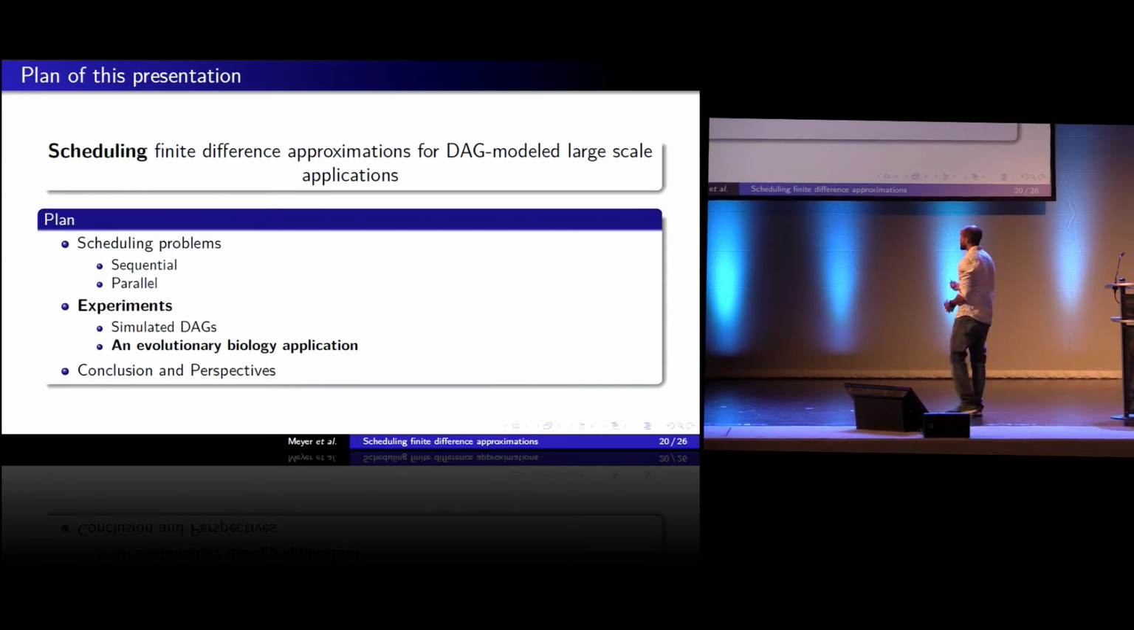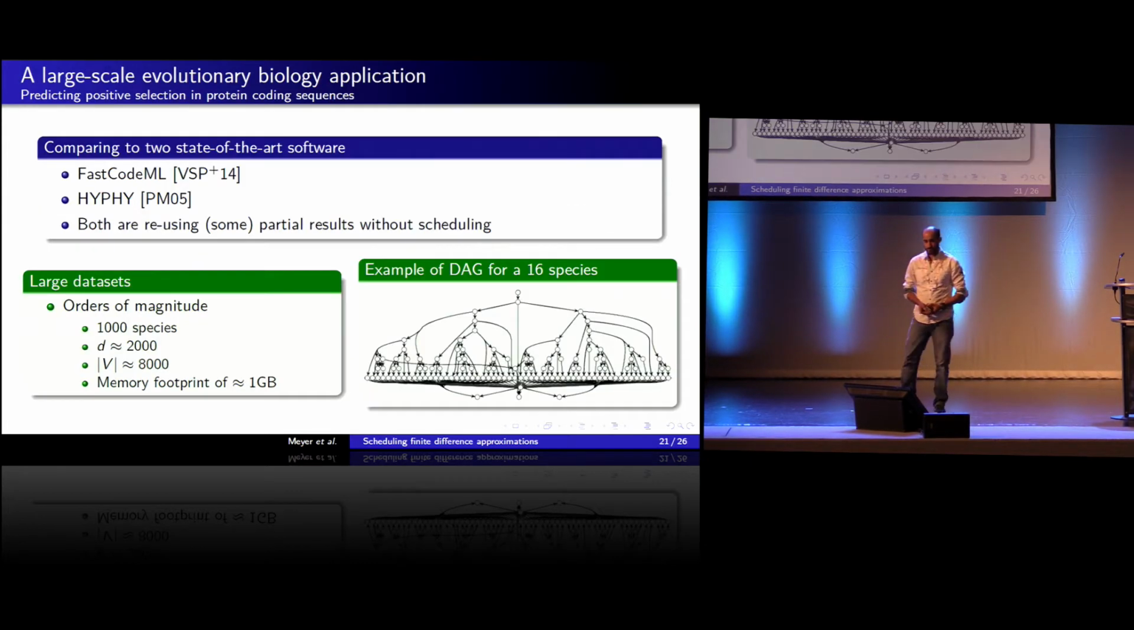So now we'll go to the maybe more interesting application, the real application based on evolutionary biology models. Here we compared our method to two state-of-the-art software. The first one is FastCodeML. The second one is IFI, at the task of predicting positive selection in protein coding sequences, so in DNA sequences. Both these methods are using some partial results. I wrote some because it's not a full DAG. Some have a really simplified DAG, like FastCodeML. And they don't use scheduling.